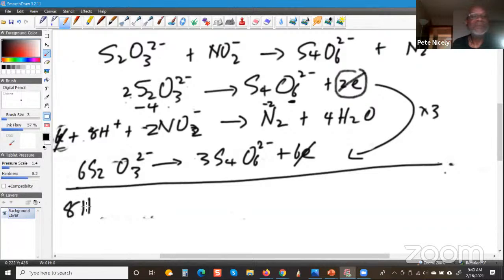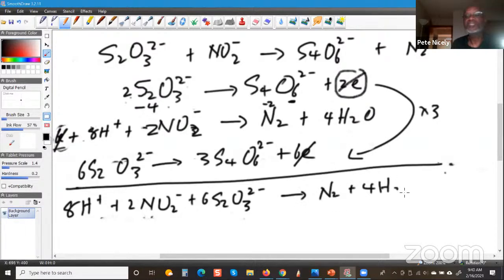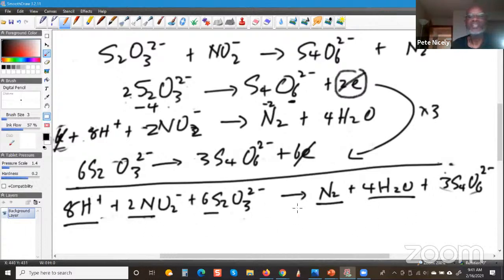So that should be 8H+ plus 2NO2- plus 6S2O3 2- to give N2 plus 4 water molecules plus 3S4O6 2-. Okay, so let's do the final check through again. 8 hydrogens, 8 hydrogens. 2 nitrogens, 2 nitrogens. 4 plus 18 oxygen, so that's 20 oxygens. We have 12 sulfurs, and then the charges, we have plus 8, minus 2, minus 12.